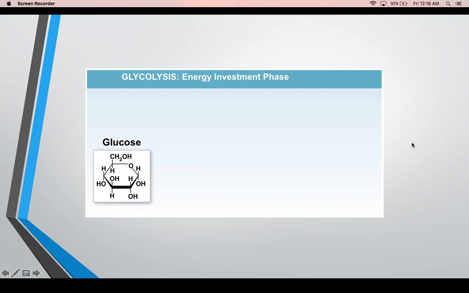First things first, glucose is what we call a hexose. It contains 6 carbons and it is a sugar. So let's count the carbons. There's 1, 2, 3, 4, 5, 6. It is a 6 carbon containing sugar. So we say it is a hexose. Hex for 6, ose for sugar. This is a hexose. Now, in the first step of glycolysis, glucose is going to be phosphorylated.